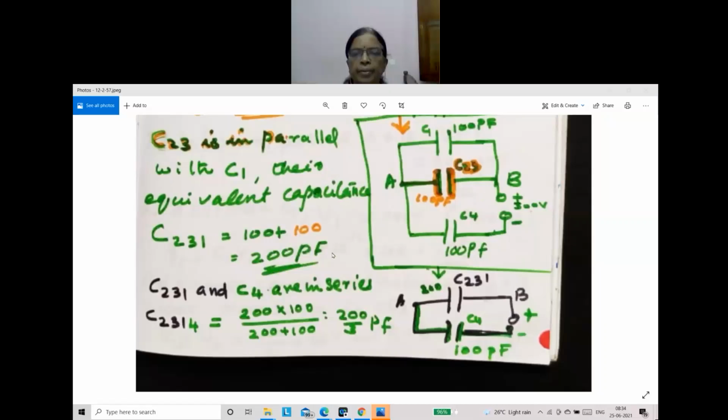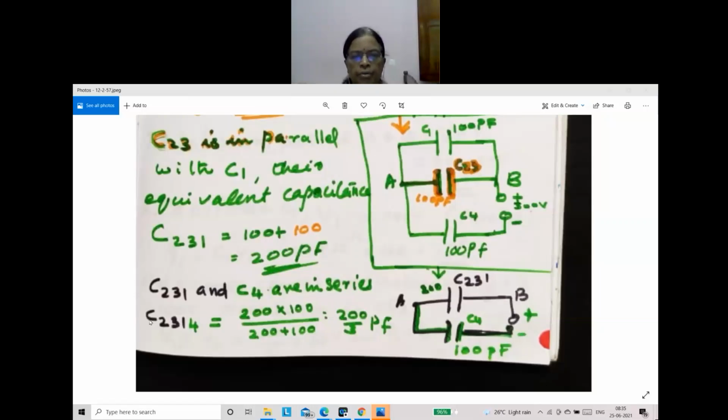200 picofarad and 100 picofarad, are they in series or parallel? Tell, are they in series or parallel? Positive, negative, like that only. Here there is no connection here. This is the battery. We are applying the battery here. Potential difference is applied. So they are in series. So we can see C231 and C4 are connected in series.